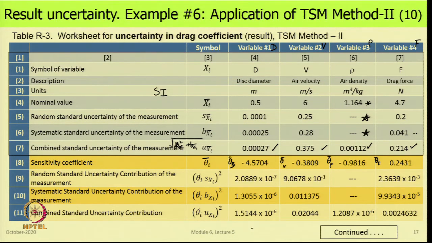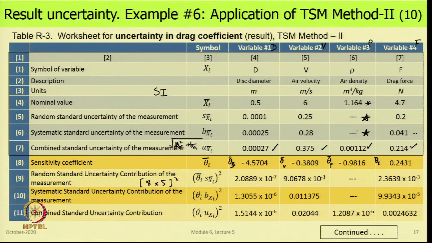Now, we start combining and say random standard uncertainty contribution of the measurement, theta i bar into S x_i bar whole squared. So, this row 9 is theta i bar, which is row number 8, multiplied by S x_i bar, which is row number 5. So, this is what we got and we squared this. So, this into this squared comes here. Similarly, we are doing for every one of them and get these numbers.